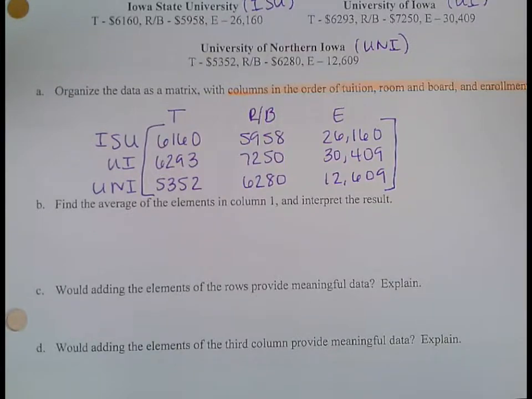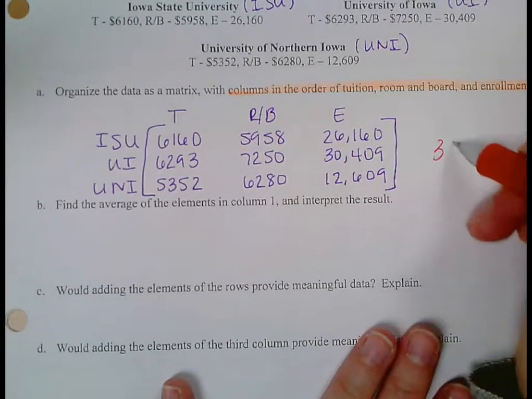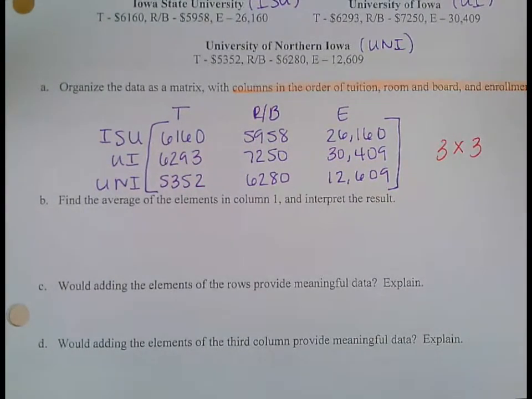And notice the actual labels of the schools are on the outside. So the matrix is just those 9 numbers that are in there. It doesn't ask for this, but what are the dimensions of this matrix? 3 by 3, yes. So there's 3 rows for the 3 schools, and then 3 columns for the tuition, room and board, and enrollment.